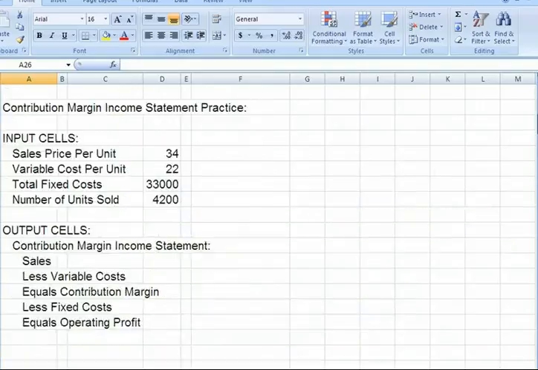The other thing I want to cover is an example of a contribution margin income statement. This is different from the traditional format income statement that's required under generally accepted accounting principles for reporting to stockholders, bankers, potential investors, and other creditors. This income statement is in a format specifically prepared to help managers make better decisions.